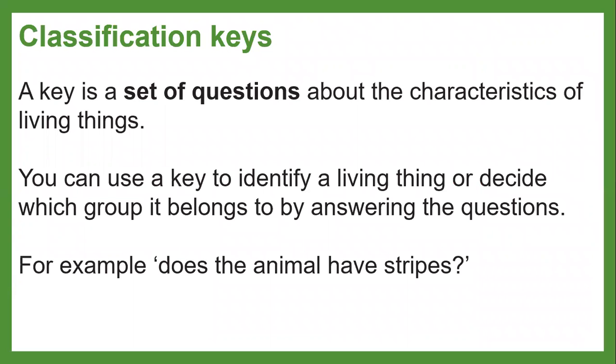Now, a classification key is a set of questions about the characteristics of living things. You can use a key to identify a living thing or decide which group it belongs to by answering questions. For example, does the animal have stripes?